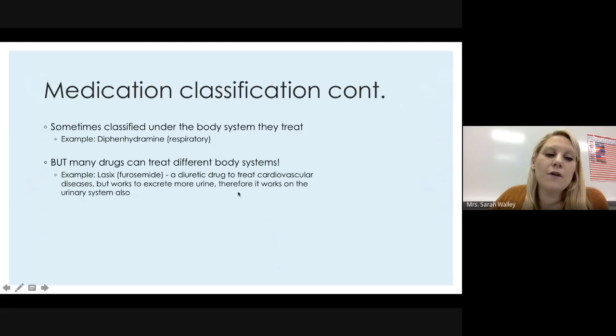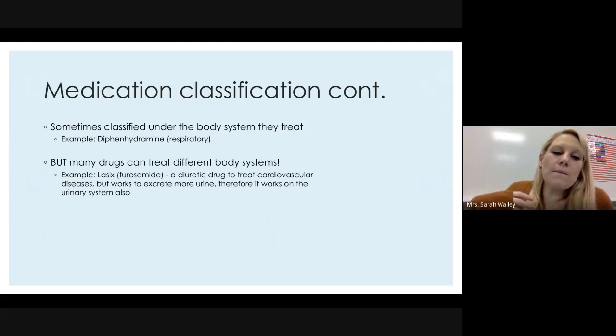So, for example, Lasix or furosemide is a diuretic, so that's its drug class, and it treats cardiovascular diseases, but works to excrete more urine. Therefore, it works in the urinary system too. So it can work for multiple systems, and that's why most of the time it is actually classified under what it does, like diuretic, which is basically what a diuretic is: it takes excess fluid out of the body.